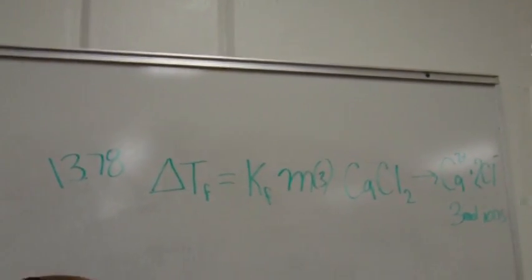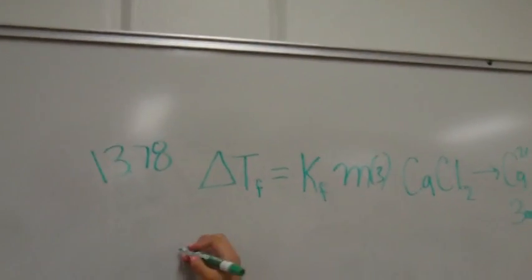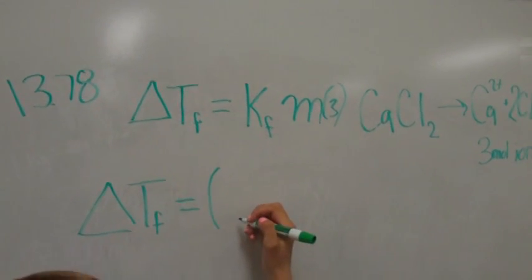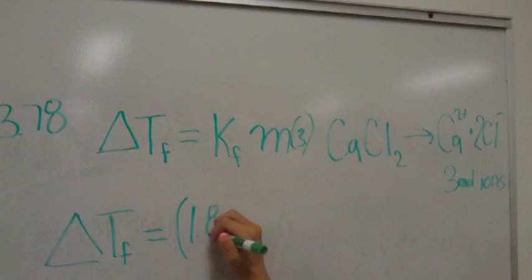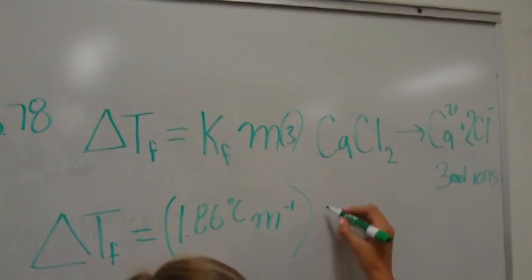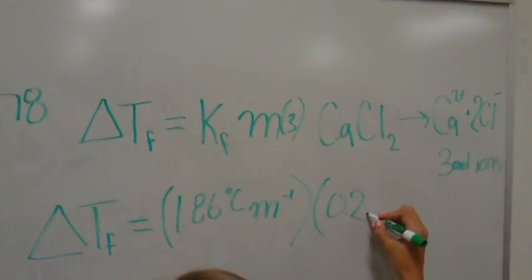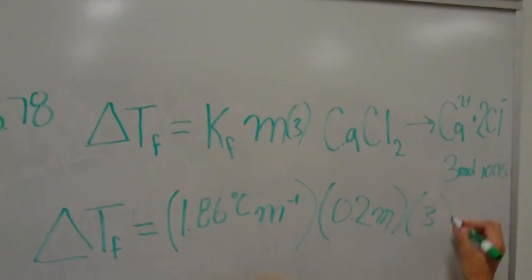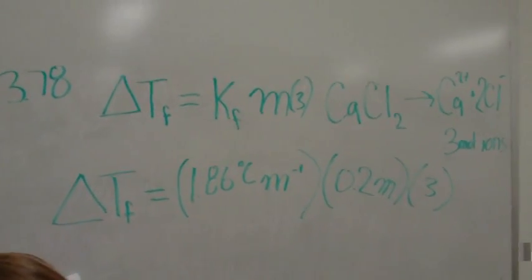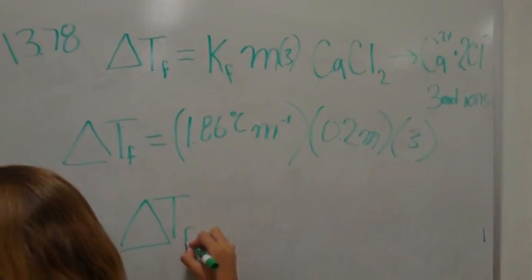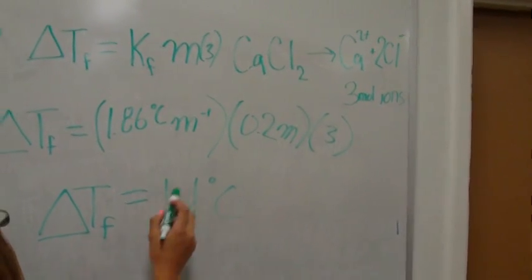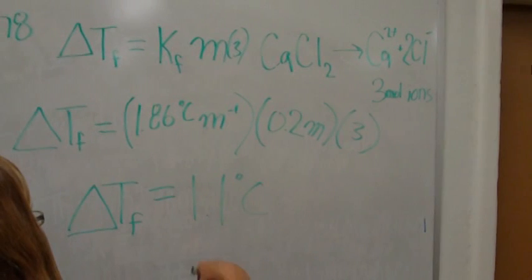So let's just plug things in from what they give us in the problem. We're trying to find our change in temperature. The freezing point constant is 1.86 degrees Celsius per molal. The concentration is 0.2 molal, and then we have to times everything by 3. That's our van't Hoff factor because of this whole thing. And when we plug all that in, we get our change in temperature to be 1.1 degrees Celsius. So that means that the temperature gets depressed 1.1 degrees.